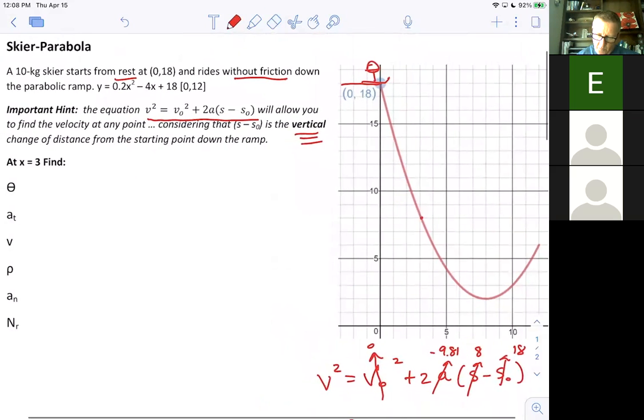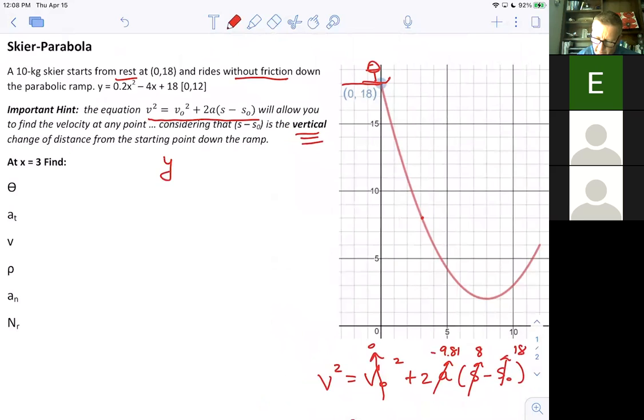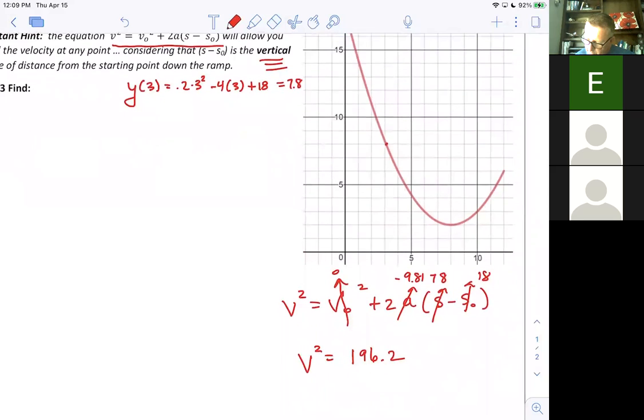So if I say, what is y evaluated at 3? In other words, 0.2 times 3 squared minus 4 times 3 plus 18. Do I actually get 8? I should get something really close to 8, but what do I really get? Yeah, I don't. I get 7.8. So that means this is actually 7.8 minus 18.